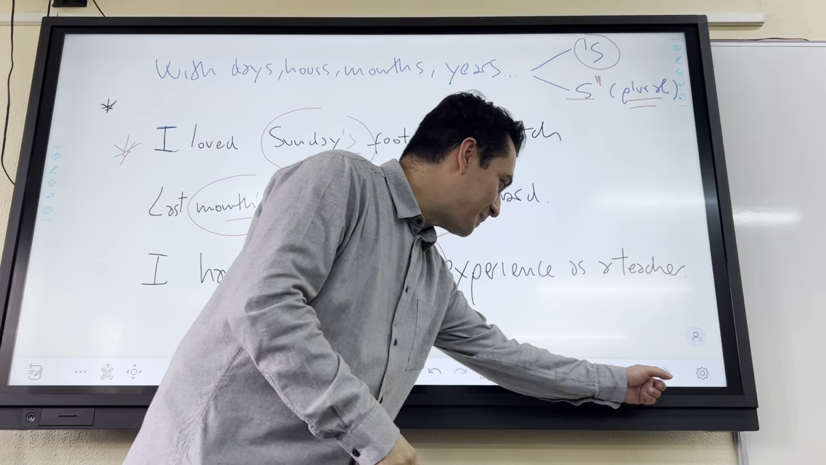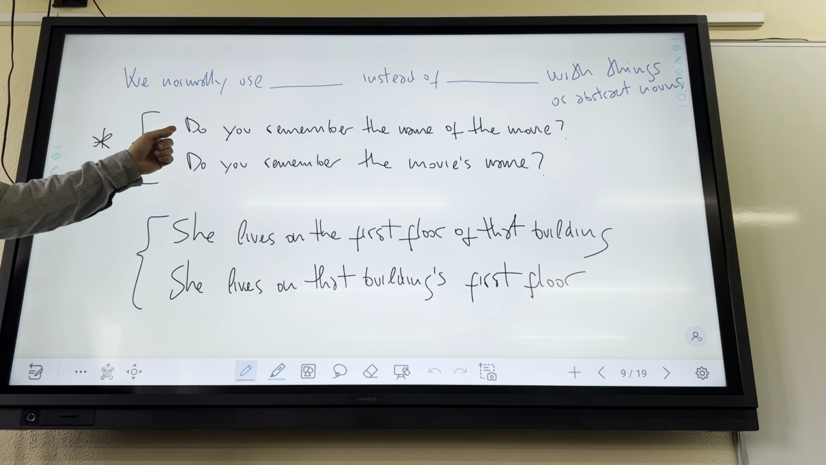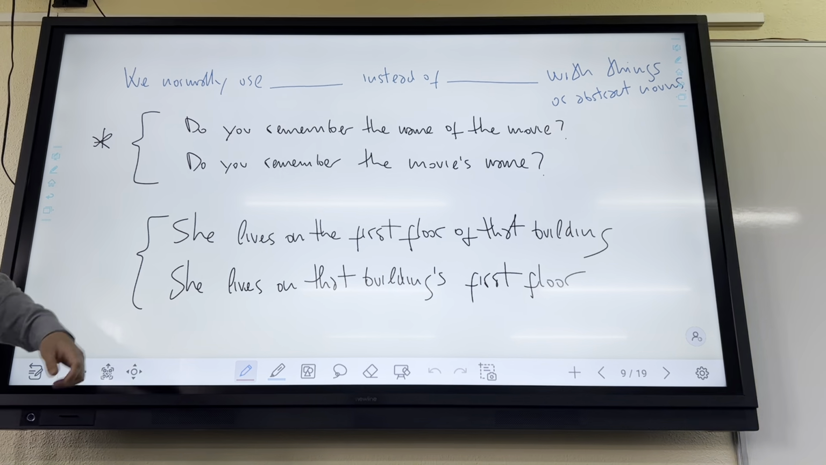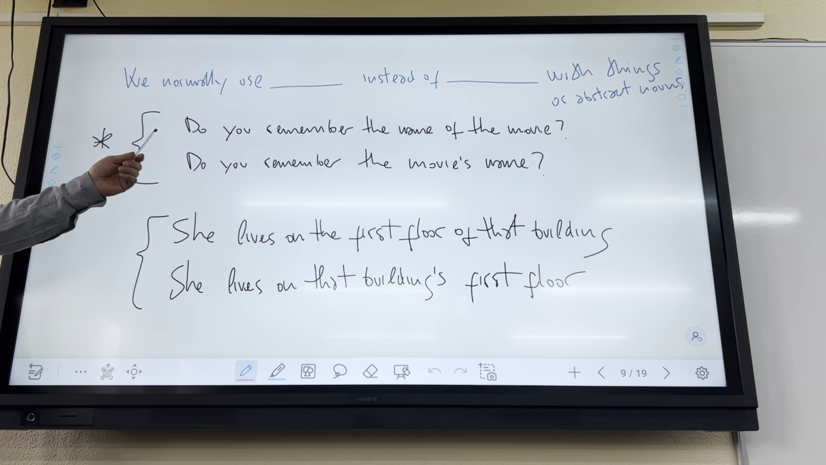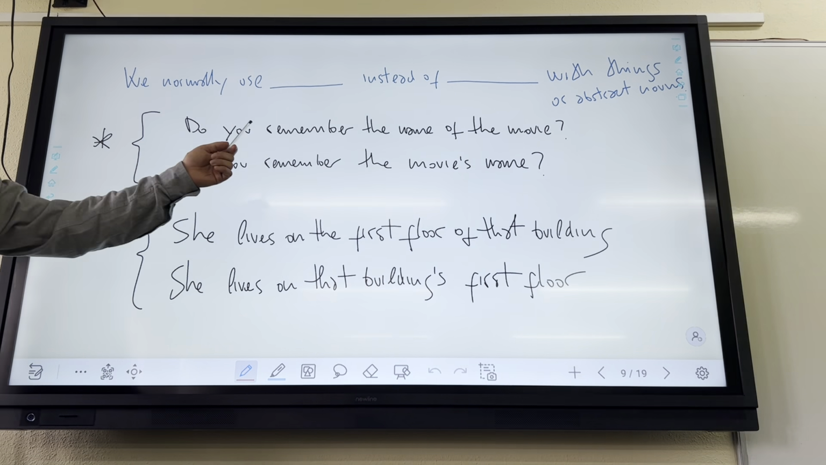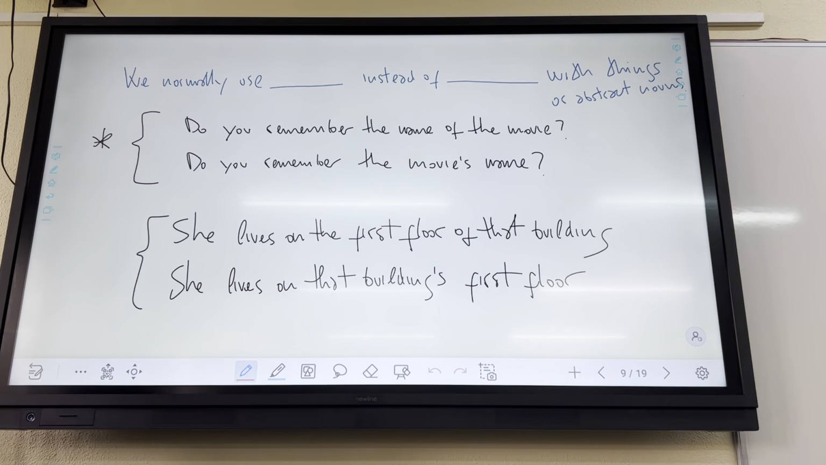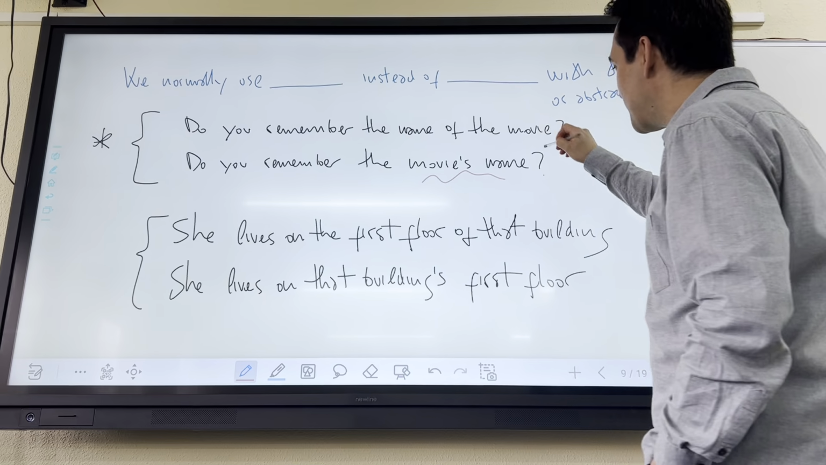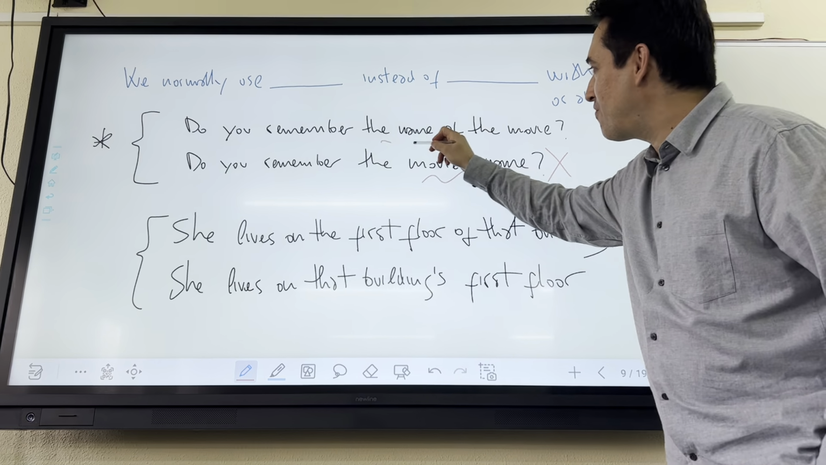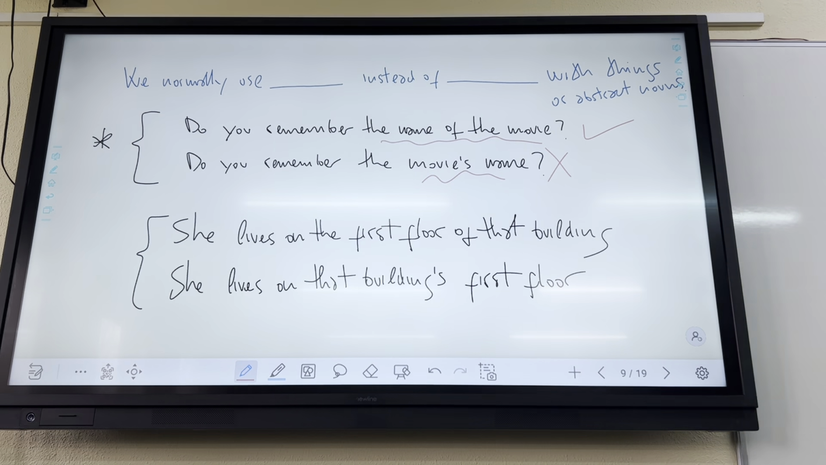Okay. Next. We normally use "of" instead of apostrophe S with things or abstract nouns. Have a look at these two sentences. One is right, one is wrong. Forgot your glasses? Your glasses are at home? Do you remember the name of the movie? Do you remember the movie's name? The second one is wrong. Movie's name is wrong, and the name of the movie is right. We'll explain in a minute.